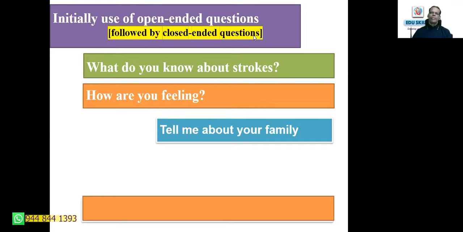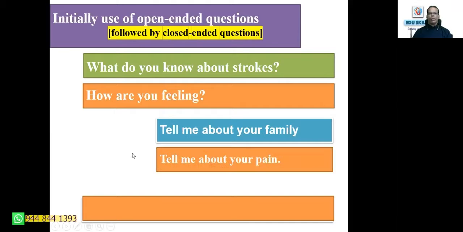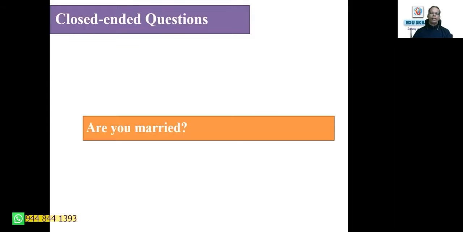How are you feeling? It means you can say so many things, a lot of things you can speak about these problems or symptoms or sufferings. Tell me about your family. So he's free to speak a lot. Tell me about your pain. Okay, he can speak a lot about pain. So those are the open-ended questions.